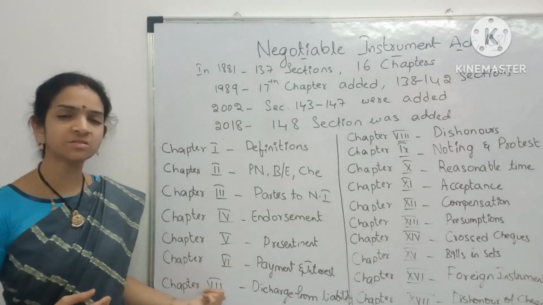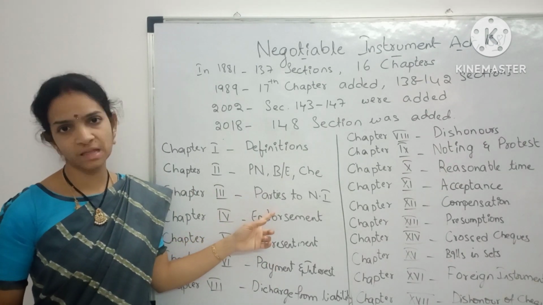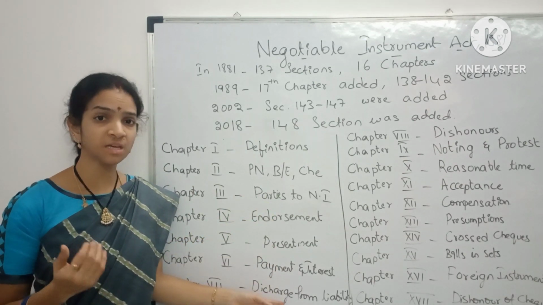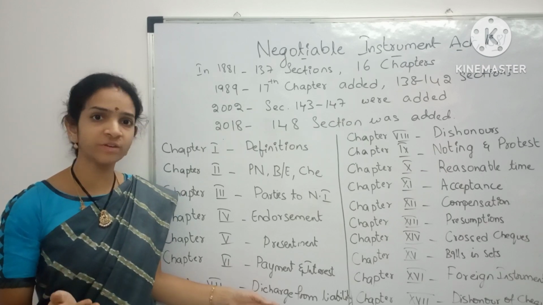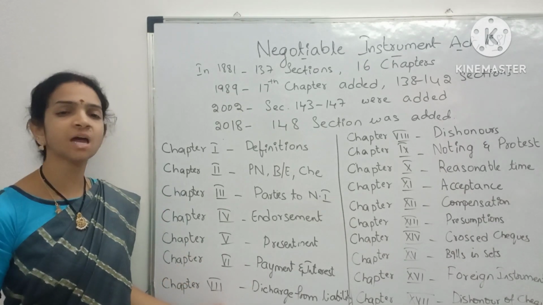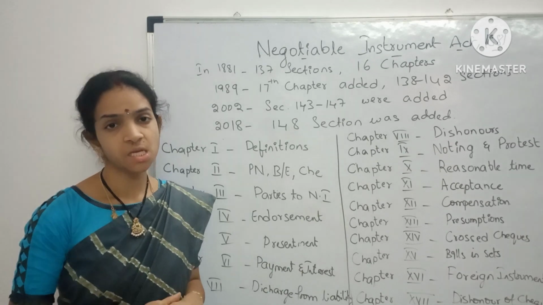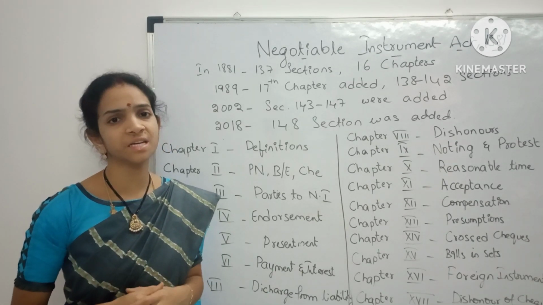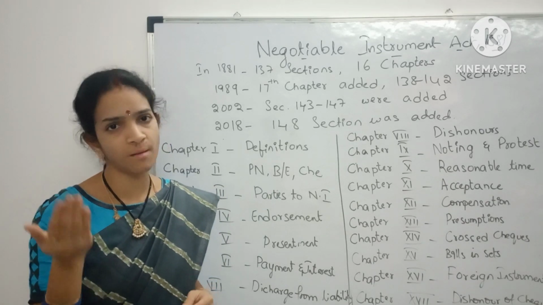Next is chapter 7, which deals with the discharge from liability. We have seen the parties and their liability. Then there should be some kind of cap or limit to the liability of each and every party. When they get discharged, we will be discussing in chapter 7. Next is chapter 8, all about dishonours. When an instrument will be considered as dishonoured. Dishonoured here means not paying the amount.